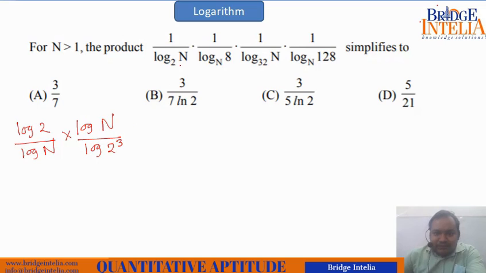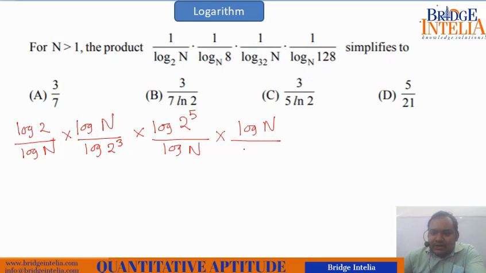If you have observed, 2, 8, 32 and 128 have been chosen consciously. What's so conscious about them? That all these 4 numbers are powers of 2. So let's make use of that as well. Now the third term can be written as log 32, so 32 is 2 to the power 5, divided by log n. Similarly, the last term can be written as log n divided by log 128. Now 128 is 2 to the power 7.